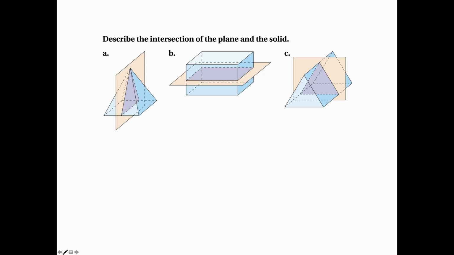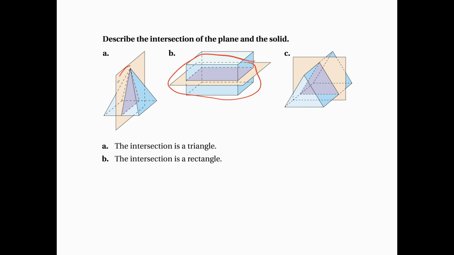Okay, we're back. So what did you get for A? Hopefully you got a triangle. It's pretty easy to see that. Okay, what about B? Yeah, this looks like a rectangle to me. That looks like a triangle. So hopefully you saw that. And then for C, yeah, that's another triangle, right? Okay, and that's really it for cross sections. There's not much more to it than that. Typically students do well on this section.